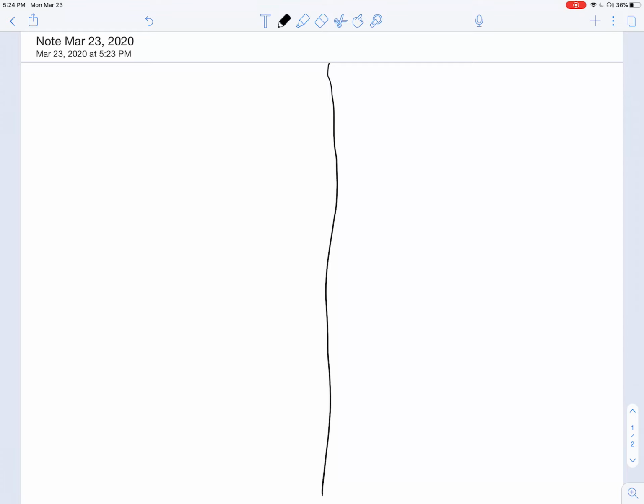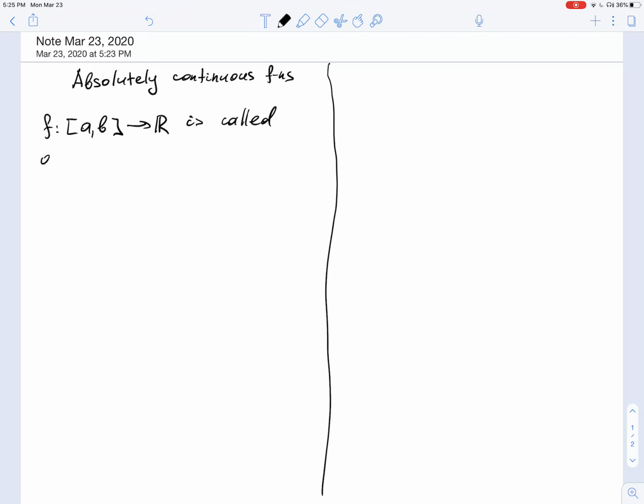Okay, and we're starting a new topic, which is kind of the last qualifier topic in this course, and it's called absolutely continuous functions. And I'll go ahead and start with the definition right away. So f will be defined on a closed interval, will be finite, and we'll call it absolutely continuous if for every epsilon there exists a delta.